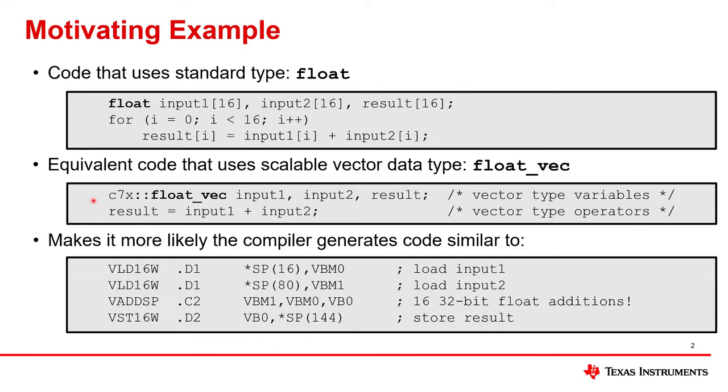Using vector data types makes it much more likely that you're going to get code like this. You're going to get the architecture entitlement that you want to get out of C7000. So this goal is really what we're going for, and why we introduced vector data types into the C7000 compiler.